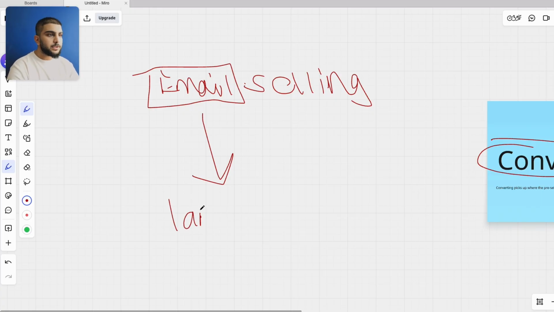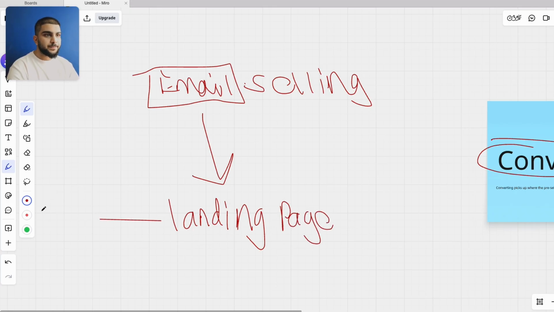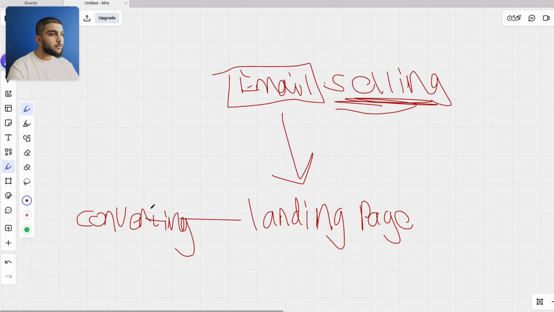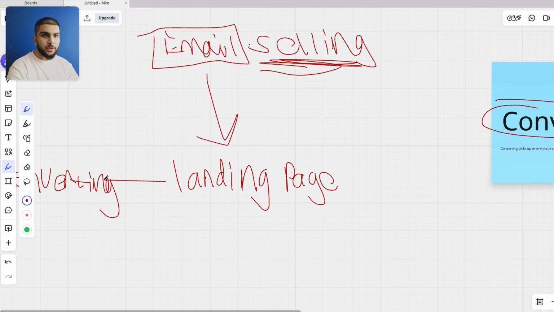So on the landing page, here is where you're converting, right? So I'll just go here: converting. You are not selling because you already did it here. There is no need to do it again. You just need to make them more concrete in their wanting to buy. This is all about conversions.